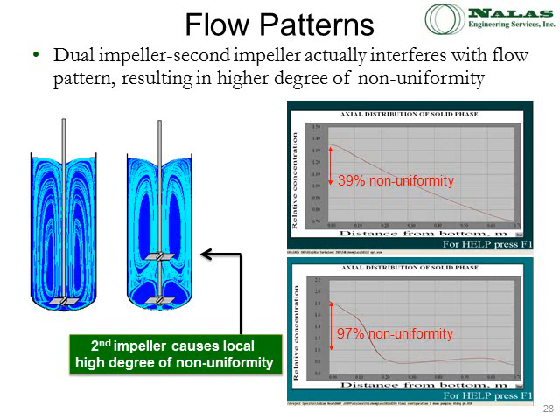When you look at the slide, you can see that the dual impeller, the second impeller, is actually interfering with the flow of the solids. So that mixing flow pattern gives you a higher degree of non-uniformity. But if you look at the two plots I've shown here, if you have just the single impeller, you have a 39% maximum degree of non-uniformity. But when you look at the actual distribution of the solid phase on the second graph, you can see that I have a local high degree of non-uniformity because the particles are banging into that second impeller and the flow pattern is being disrupted. But overall, I have a much better degree of non-uniformity above that second impeller. So that's the one we actually stuck with.